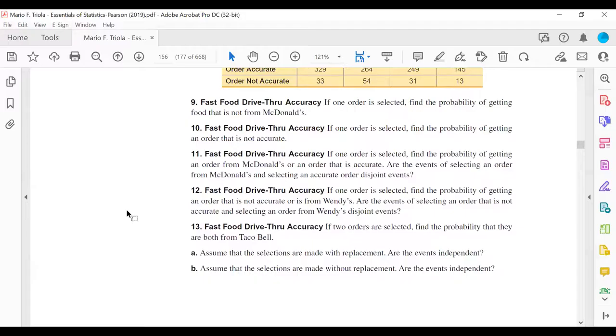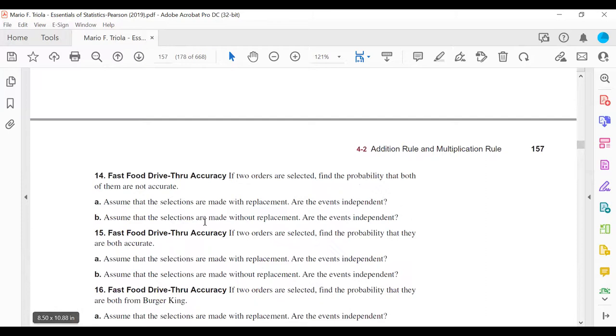All right, so we're doing 15. 15 said, if two orders are selected, find the probability that they are both accurate. So 15 is asking, find the probability of accurate and accurate. And they want us to do it with replacement and without. With replacement. And then we're going to do the same procedure. That's part B, I think, without replacement: accurate and accurate.